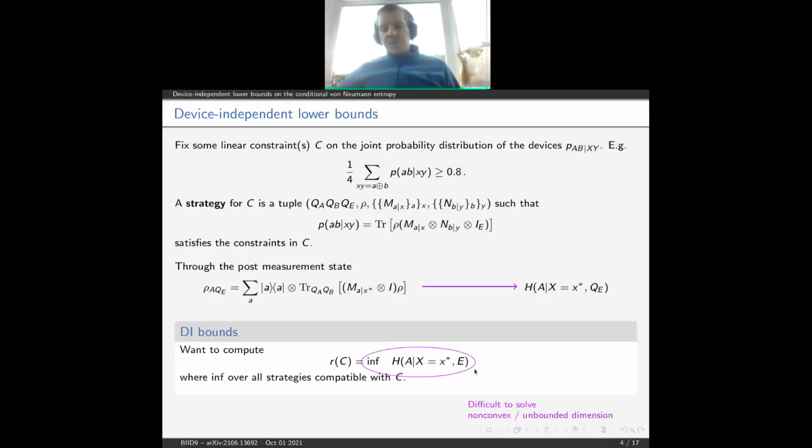But it's sufficient, as I mentioned before, for security purposes to get lower bounds on this. And this is what we're going to aim to do: try and get the best lower bounds on this quantity that we can.